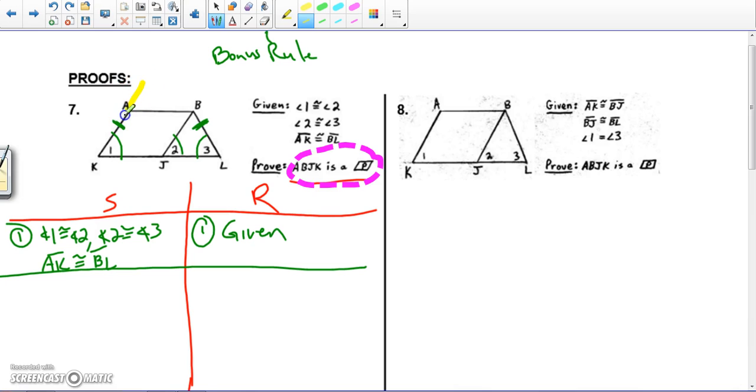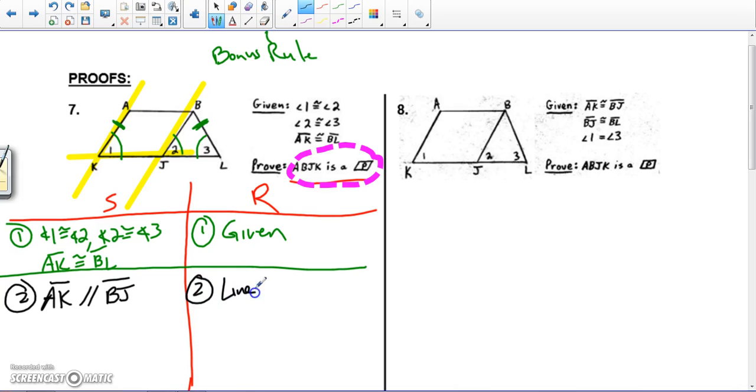Now if you turn your paper sideways, and I'm going to do this with my highlighter, angle 1 and angle 2, if you look real closely, those are corresponding angles. So right off the bat, I noticed that those corresponding angles are congruent, which means line AK right here must be parallel to line BJ, because lines are parallel if and only if corresponding angles are congruent.